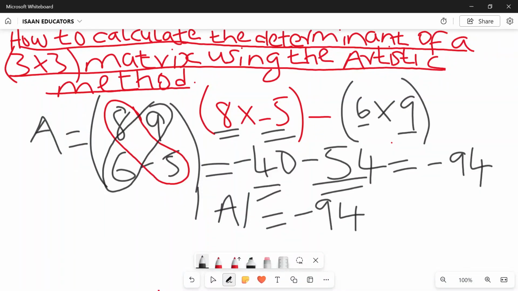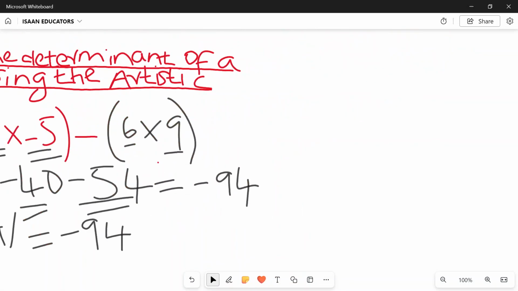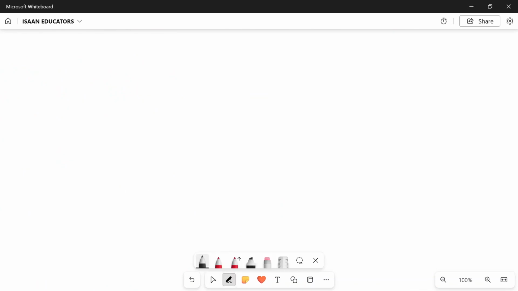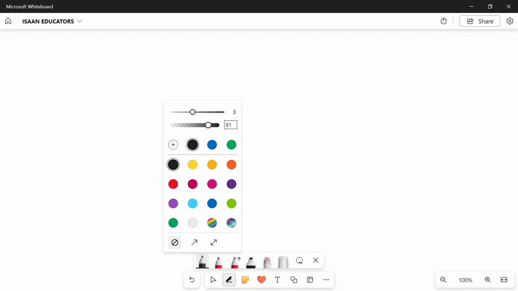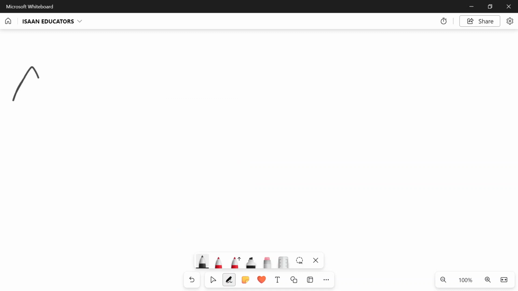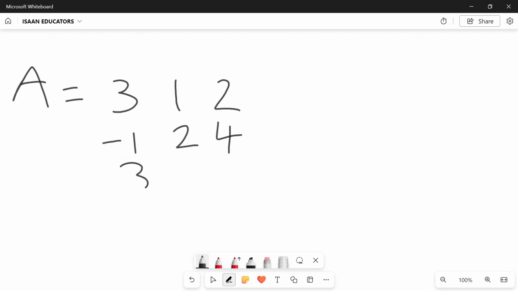So we are going to proceed to a 3 by 3 matrix. How do we calculate the determinant of a 3 by 3 matrix based on the Sarrus method? So we want to calculate the determinant of a 3 by 3 matrix using the Sarrus method. For example, we have our matrix A, which is 3, 1, 2. Then the other row is -1, 2, and 4. Then the other one is 3, -2, and 1. You enclose this in brackets.